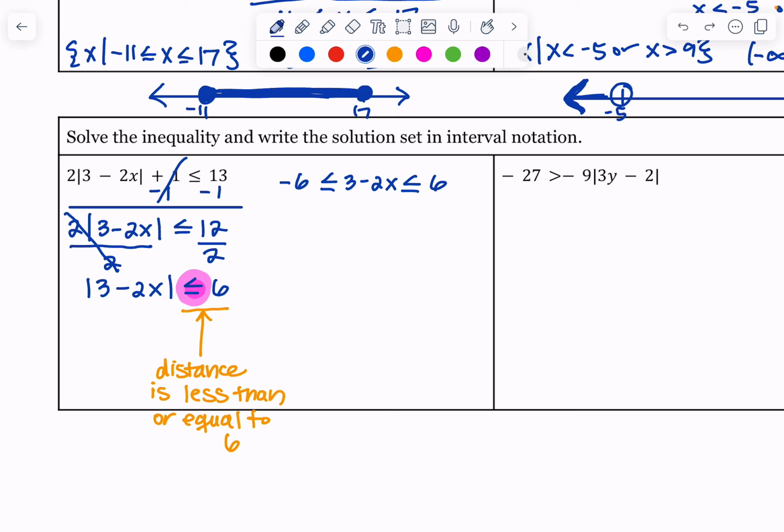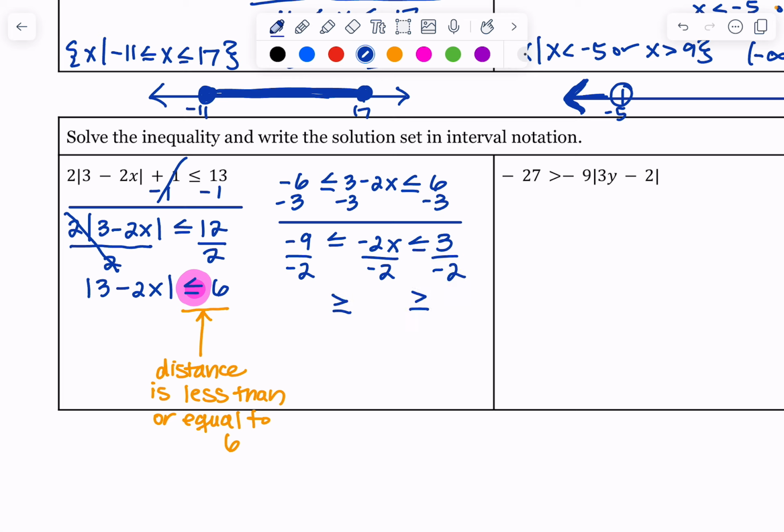Okay, so if we solve this, we're going to subtract 3, and we need to do that on both sides. And that will give us -9 is less than or equal to -2x, which is less than or equal to +3. And then we're going to divide by -2. And when we divide by a negative, that flips our inequalities to greater thans. And over here, we're going to have 4.5, or just 9/2. And over here, we're going to have -1.5, or just 3/2.